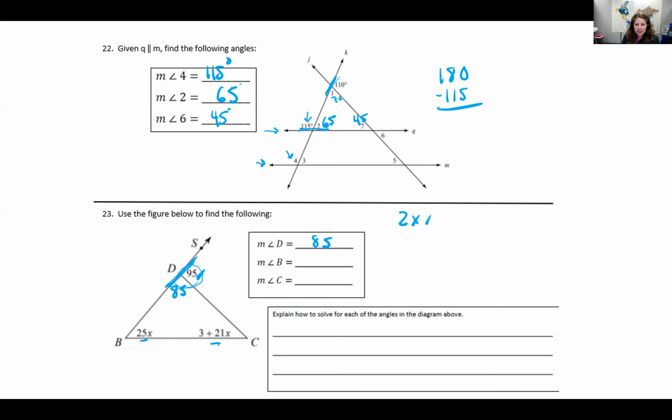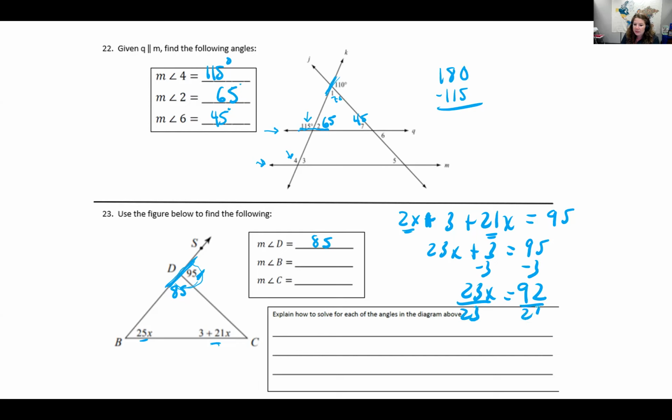I'm going to put 25x plus 3 plus 21x is equal to 95. So now I'm adding like terms. So I get 23x plus 3 equals 95. To solve for x, I'm going to subtract 3. So I get 23x equals 92. And when I divide both sides by 23, 92 divided by 23, I get 4.